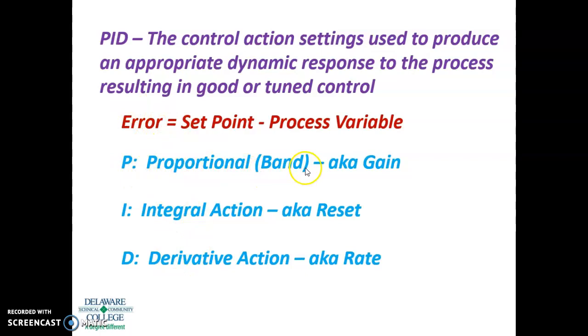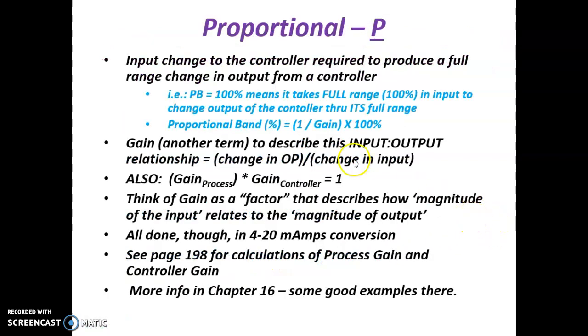You can do it proportionally, which is your P, also known as your gain. You can do it integrally, which is your I, which is also known as reset. Or you can do it derivatively, which is D, which is also known as rate. So we'll go into detail on each of them. Proportional is your first one. The input change of the controller required to produce a full range change in the output from the controller.